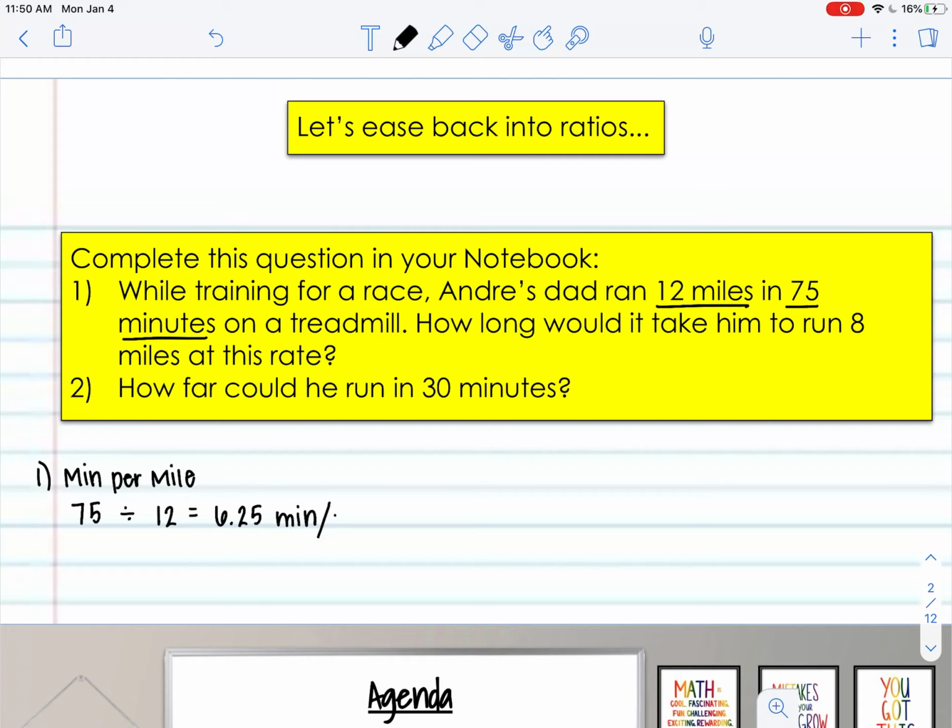per mile. And since I know that Andre runs 6.25 minutes per mile, to run 8 miles, I can simply multiply 6.25 minutes per 1 mile times 8 miles, which is going to give me the number of minutes it takes him to run 8 miles, or 50.